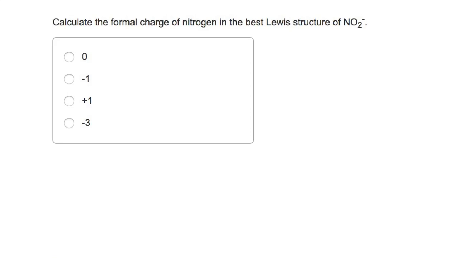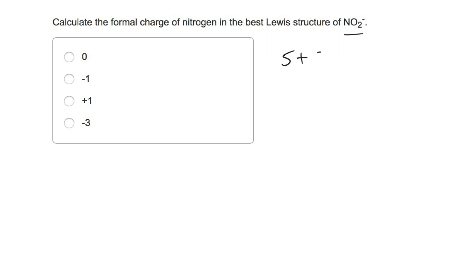Good morning, everyone. We'll get started back reviewing some problems. So this is from the chapter 7 to 9 review packet. I put up a second packet that we'll get into once we finish a couple more problems out of the first packet. This question here is asking about NO2 minus in terms of its best Lewis structure.